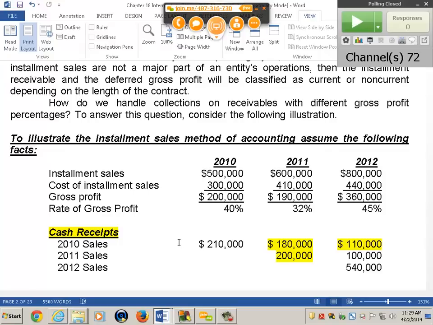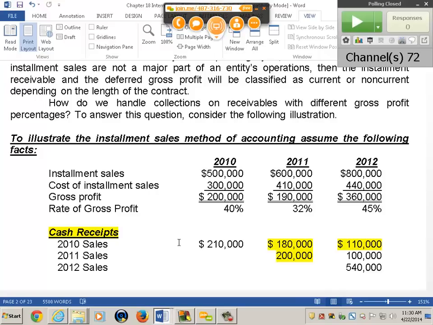we have data, and I'm going to put this up on the screen as well, for 3 years. We're only going to do accounting in 2011. But notice that in 2010, installment sales are 500,000. The installment sales have a cost of goods sold of 300,000, and the gross profit is 200,000 with a 40% gross profit margin. In 2011, we now sell 600,000 with a cost of 410,000 with a 32% profit margin. And in 2012, 800,000 in sales, 440,000 is your COGS with a 360,000 gross profit.